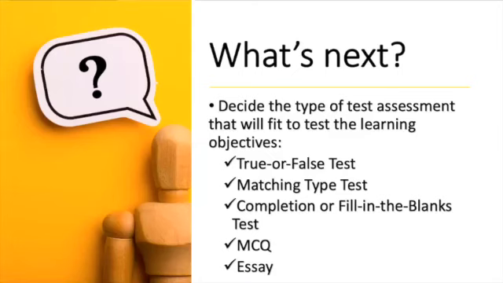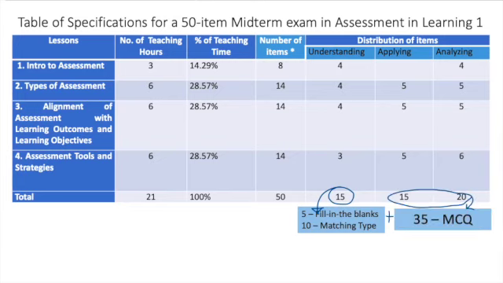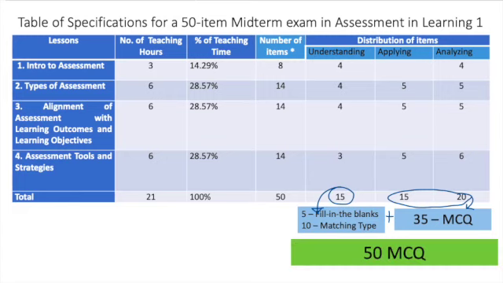So what's next? You have to decide the type of test assessment that will fit to test the learning objectives. Is it true or false test, matching type, completion or fill in the blanks, multiple choice questions, or essay? So going back to my TOS, with 15 items under understanding, I may have 5 items fill in the blanks and 10 items matching type, plus 35 multiple choice questions that will cover 15 under applying and 20 under analyzing. Or I may decide that 50 will be all multiple choice questions.